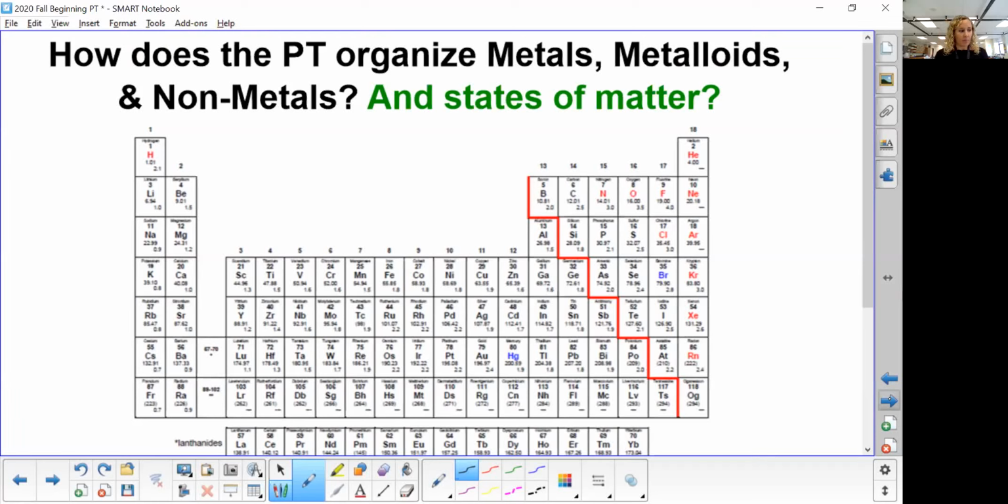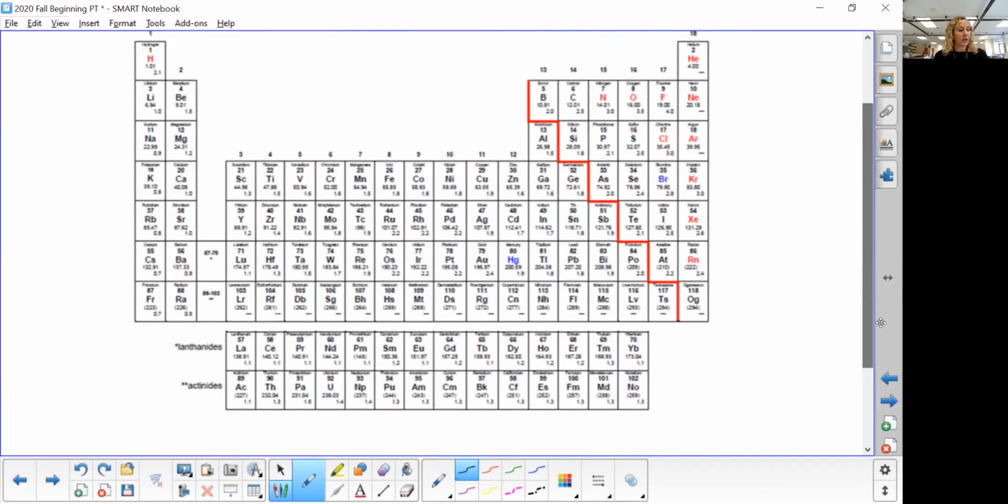Organize it a little bit more. But how does the periodic table organize metals, metalloids, and nonmetals? So if I gave you a clean periodic table like this and asked you to highlight all of the nonmetals, could you do it? That's the kind of stuff you're going to have to do on your quiz.